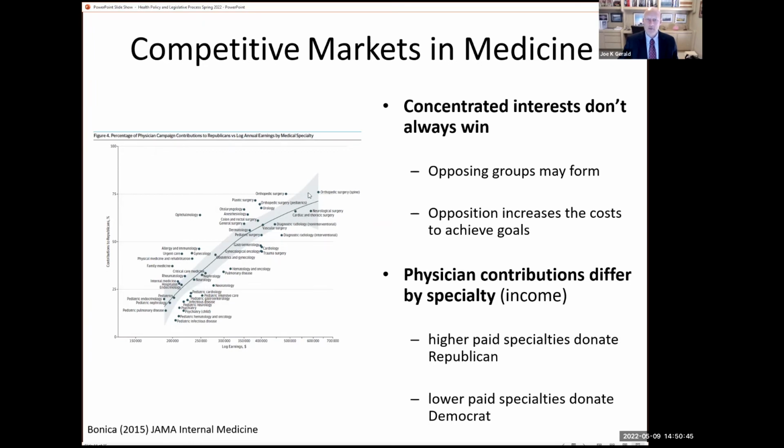very high incomes. Our high income earning specialties are much more likely to vote for Republican candidates, where our primary care doctors and lower paid specialists are much more likely to donate to the Democratic Party, right? And so if Republicans happen to be in power and they listen to a lobbyist from a specialty group, well, there's a good chance that that specialty group might win.